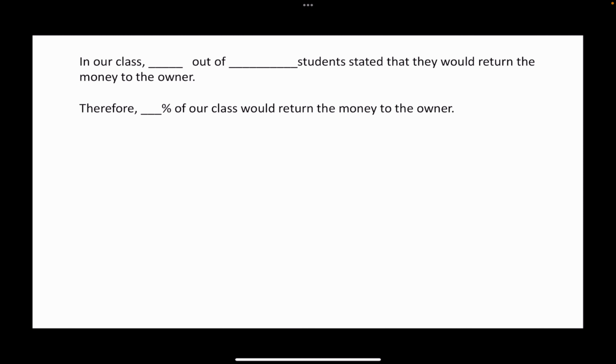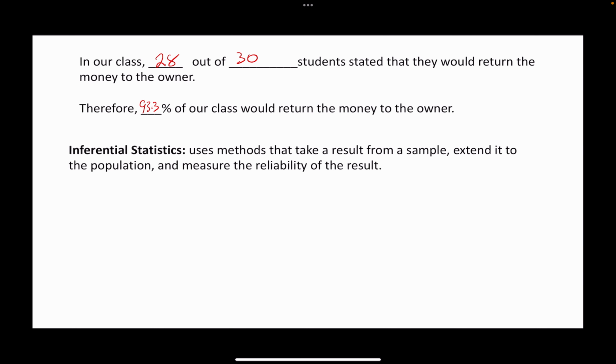All right. So once again, 28 out of 30 of our students, that's 93.3% of our class, will return the money. So, inferential statistics. If I took our sample class and used that to extend it to the entire population, I say, therefore, about 93.3% of all RCC students would return the money to the owner. This is called inferential statistics because I'm making inferences and applying it to the entire population.